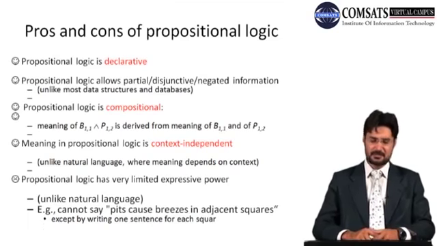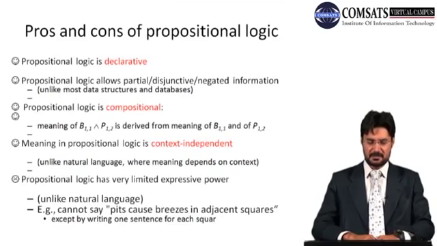So we just keep only the current situation. So it is a kind of negative point in this situation, but anyhow the basic one we can count as a negative point is that propositional logic has very limited expressive power. So it's very difficult because it has very limited symbols, limited possibilities to express everything, unlike natural language. We cannot say pits cause breeze in adjacent squares, except by writing one sentence for each square.